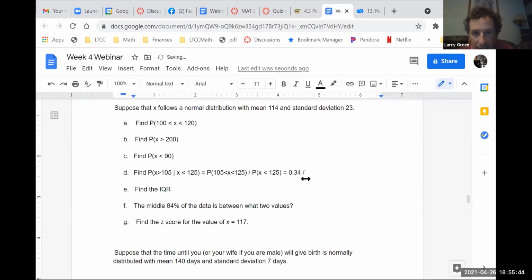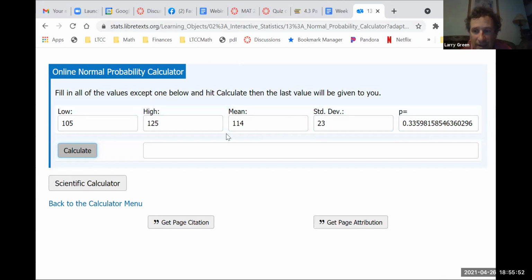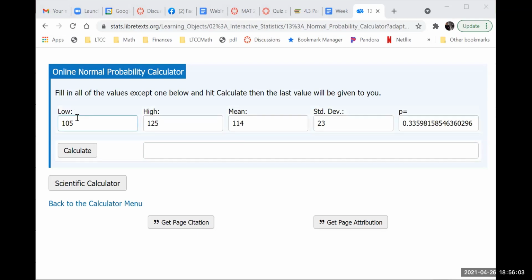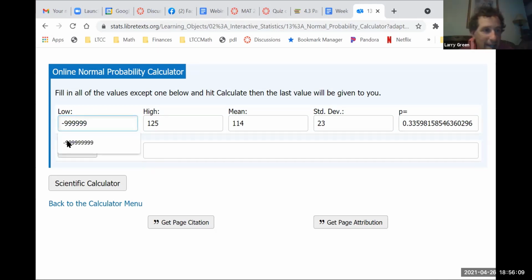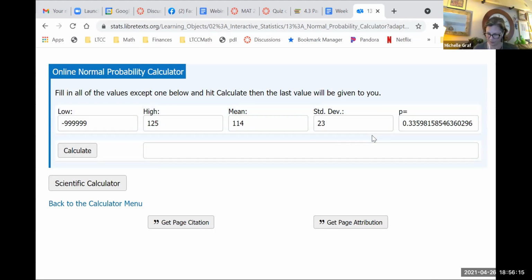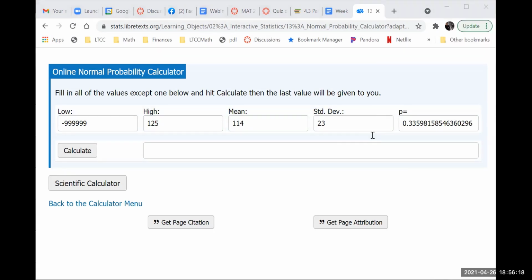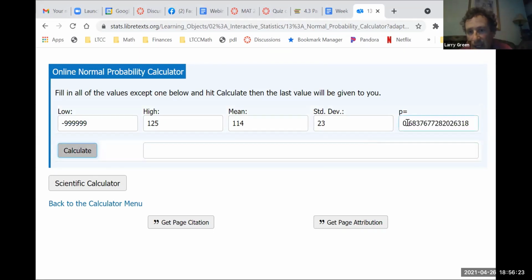divided by, and now I have to find the probability that x is less than 125. So what changes here to be x is less than 125? The low. And what does the low become? Negative a bunch of nines. What else do I have to do? Clear the P. And I hit calculate. And I get 0.68.